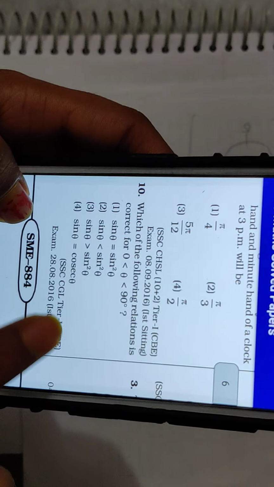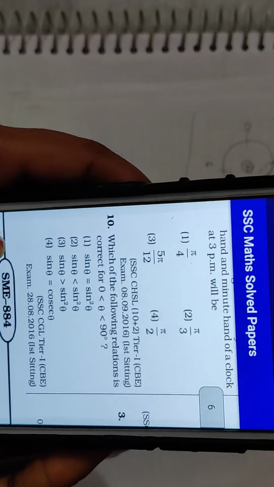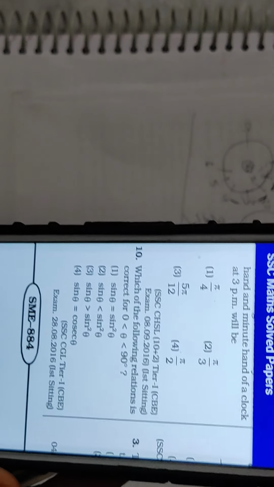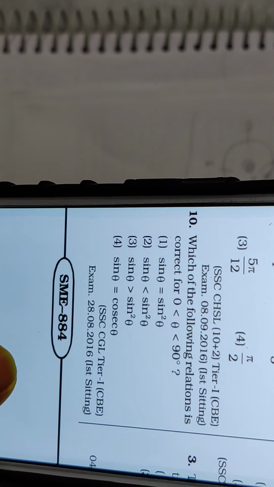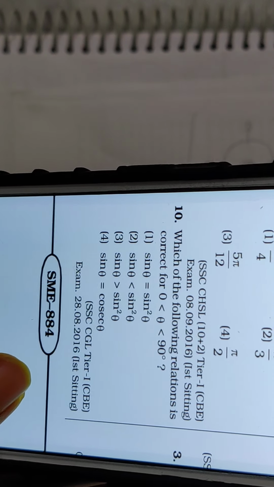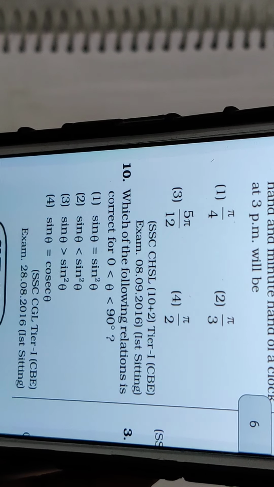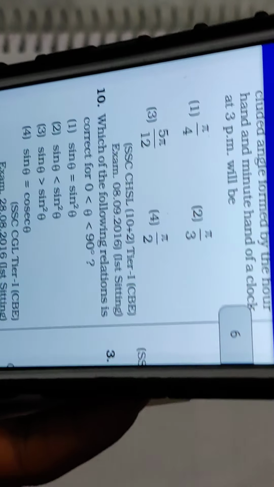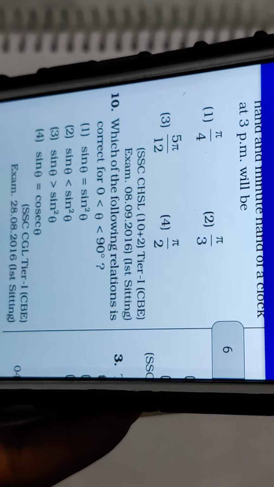Next, which of the following relations is correct for 0 less than theta less than 90 degrees? So theta lies between 0 and 90 degrees. Let us take theta is equal to 45. We should go in this type of question taking one random value between the range that is given. Like I am taking theta is equal to 45 degrees. So sin 45 means 1 by root 2. Sin square theta means 1 by 2, which is 0.5. 1 by root 2 means 1 by 1.414, which is much greater than that. So option 1 is wrong.